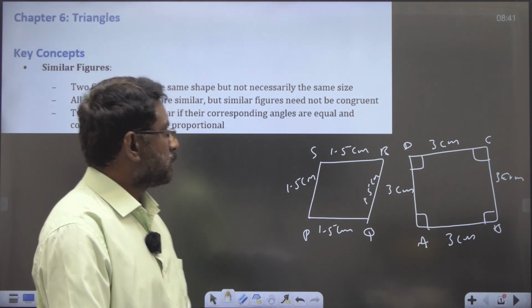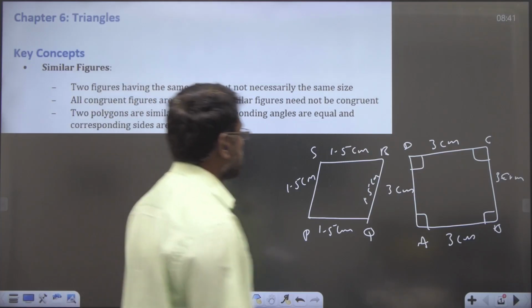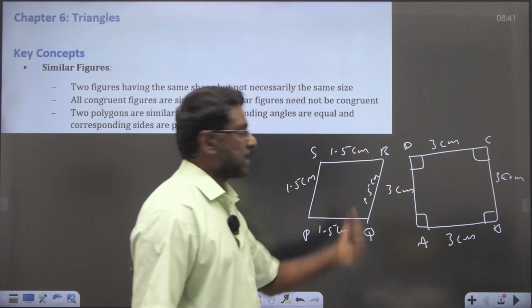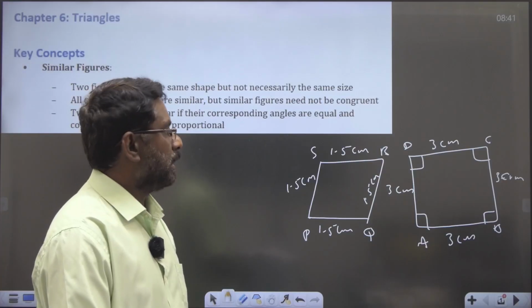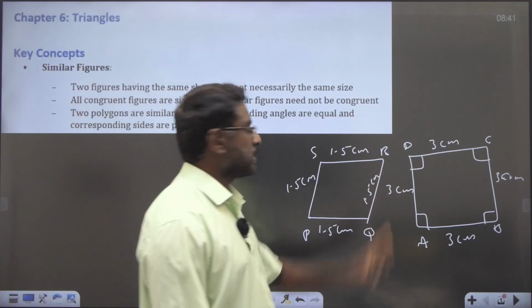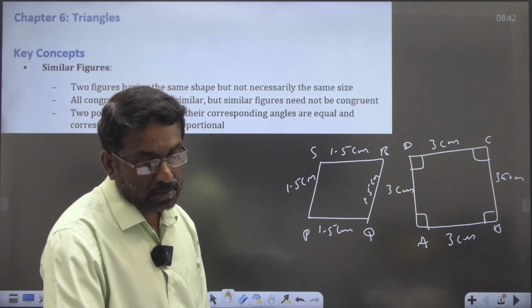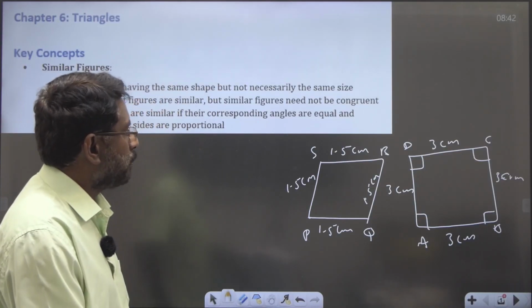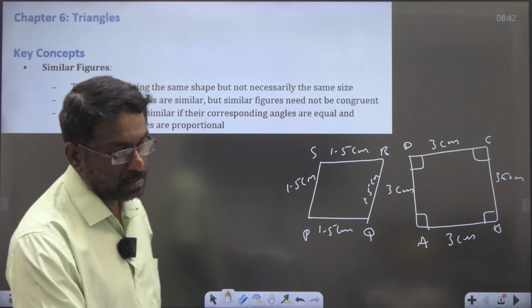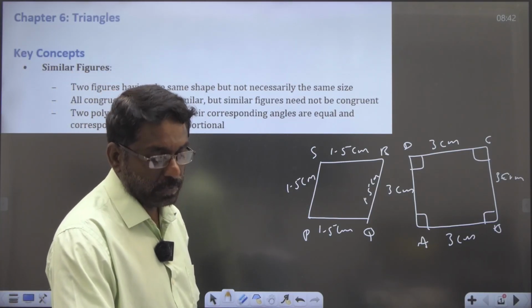Are these two figures similar? No. Clearly, these two figures are not similar. Here the sides are proportional, but the shape is different, the angles differ. This is a square, this is a rhombus. These two figures are not similar because the first figure is a rhombus and the second figure is a square.